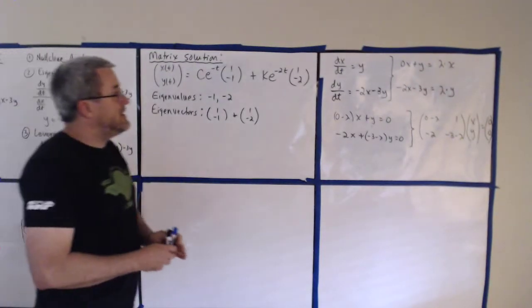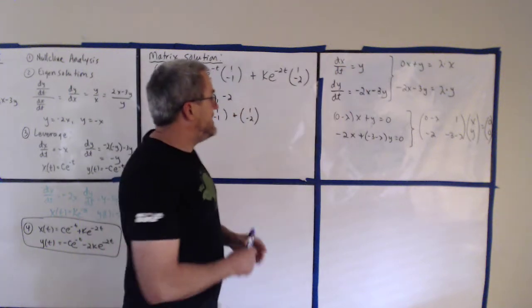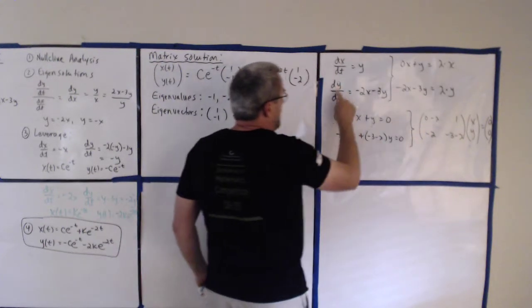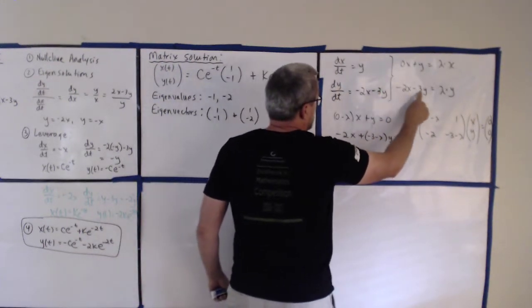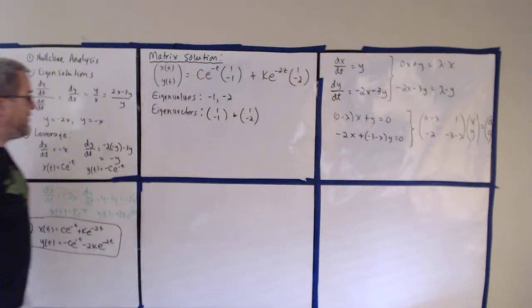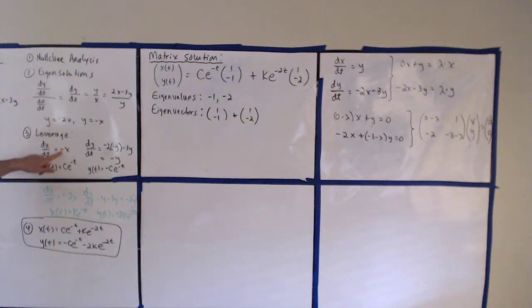All right, here's how it works. So from the document that you read, dx/dt equals y, or 0x plus y. dy/dt equals negative 2x minus 3y. So here's dx/dt, here's dy/dt. What we found out over here previously is that dx/dt is going to equal negative x. It's going to equal negative 1 times x.